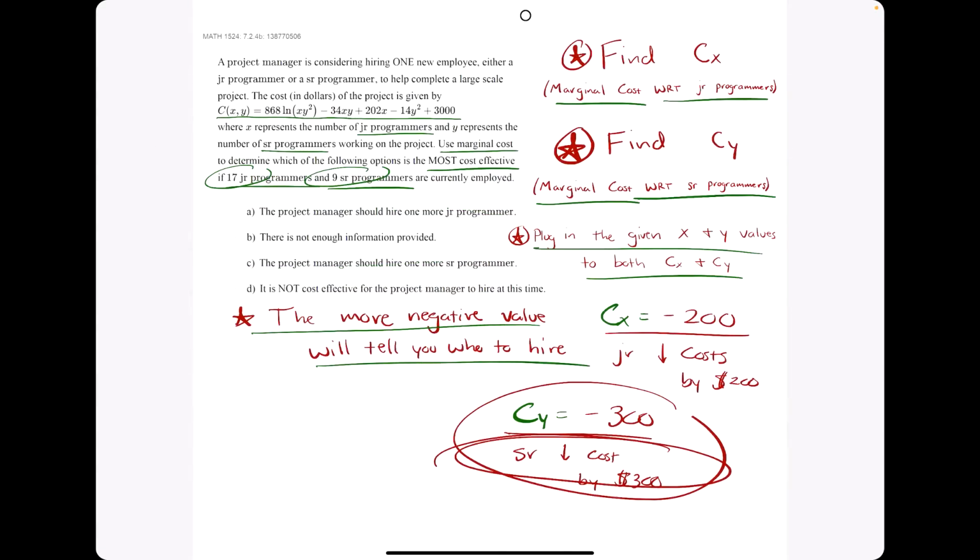So give this problem a shot. If you have any questions, keep in mind I have a full video working out this exact problem, but if you want to check your answer right now, C should be your answer.